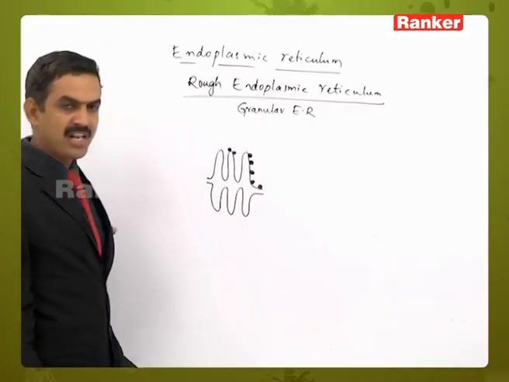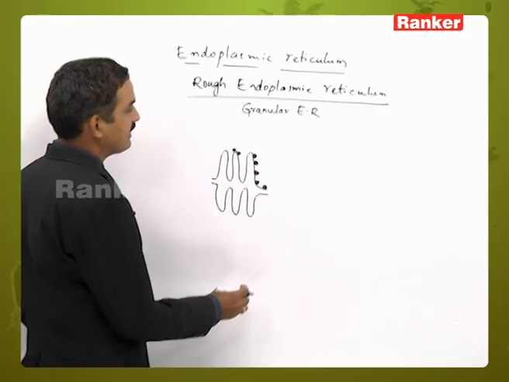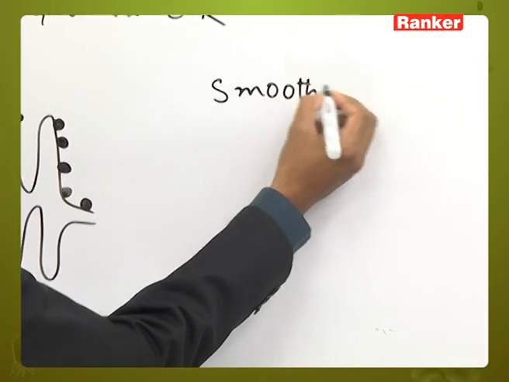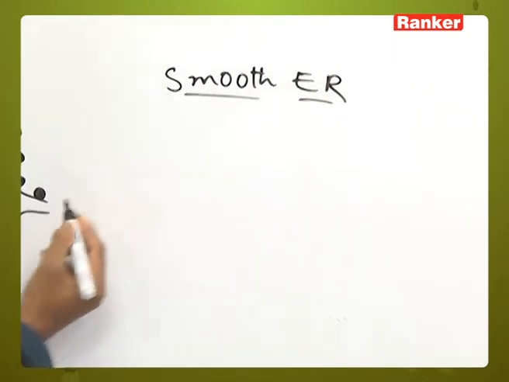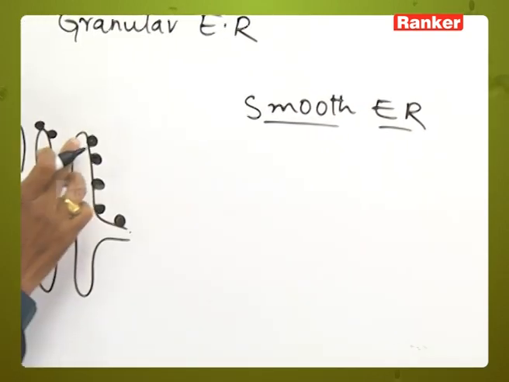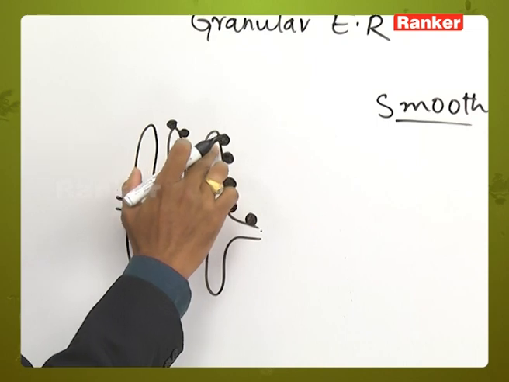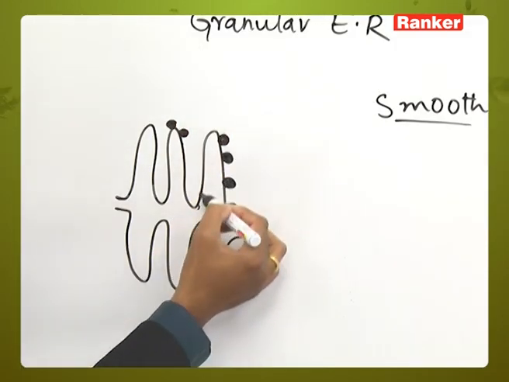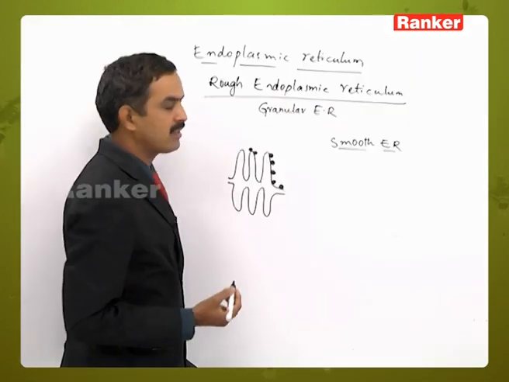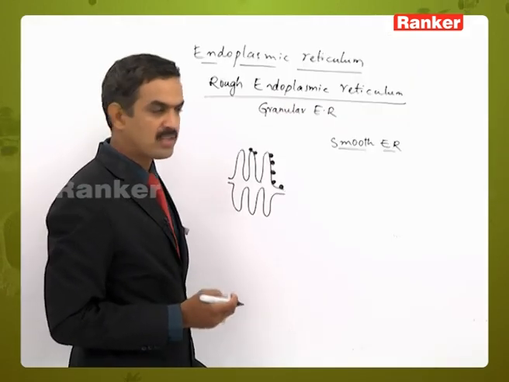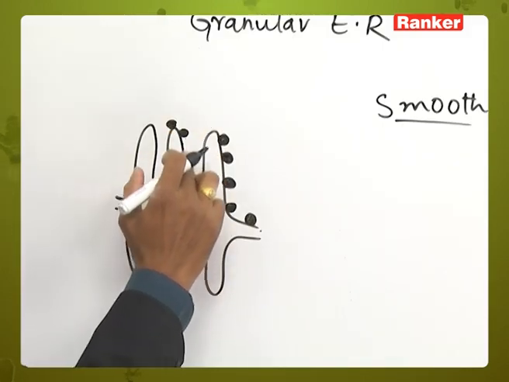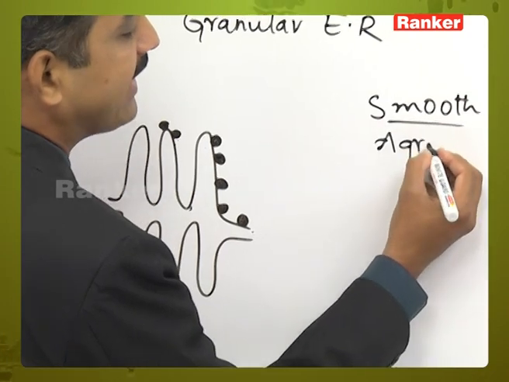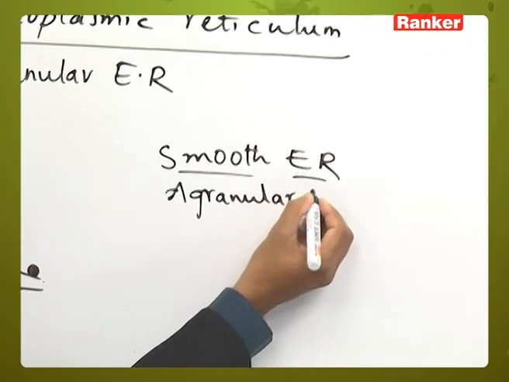So it has a rough texture because of the granules, and at the same time we can also see the second type, called the smooth endoplasmic reticulum. Here, from here to here, where the granules or ribosomes are studded, we call it granular, and from this region up to this region, the ribosomes are not studded on the outer surface. So the texture of this part will be smooth. So we call it smooth endoplasmic reticulum, or otherwise agranular endoplasmic reticulum.